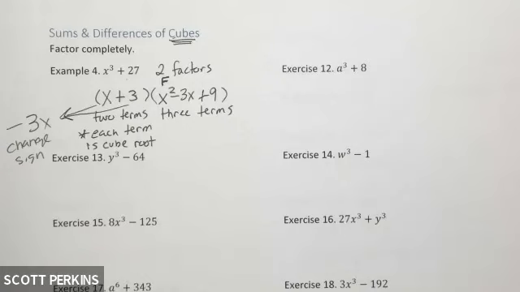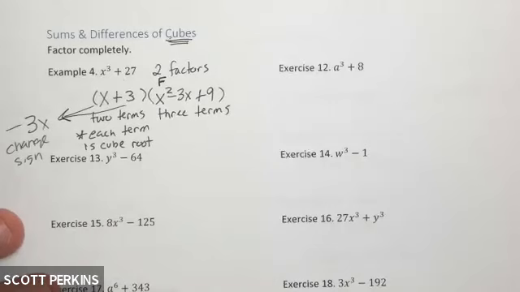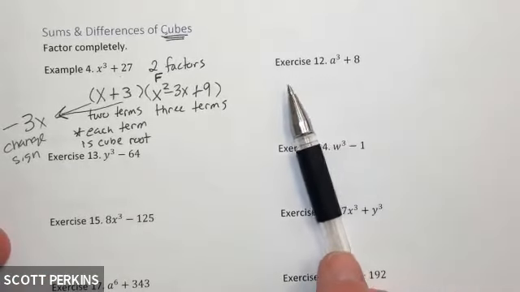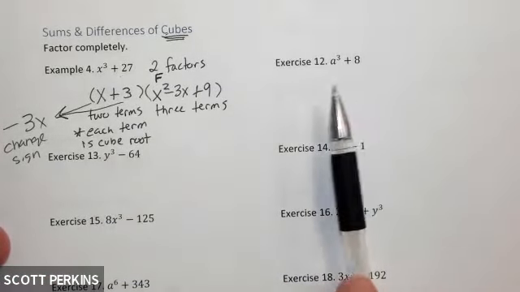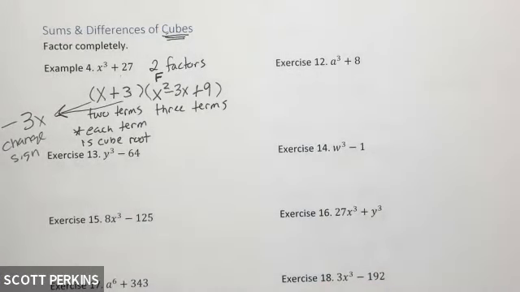And I'll leave it to you. If you have some time between problems here, multiply those two things together and verify that all the middle stuff cancels out. And that'll also help you learn to do it. If we have time at the end, we'll multiply one of them out and verify for ourselves. But in the meantime, follow that same pattern. The pattern is the same for every one of these now. Do the same thing for exercise 12, a cubed plus 8.